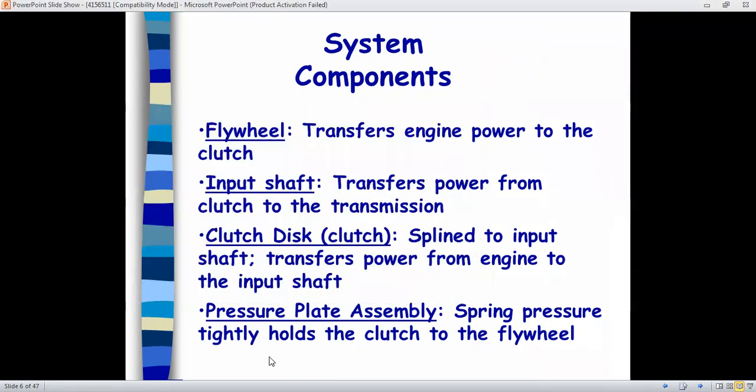So students, the next part is the pressure plate assembly. What is the role of the pressure plate assembly? Spring pressure tightly holds the clutch to the flywheel.